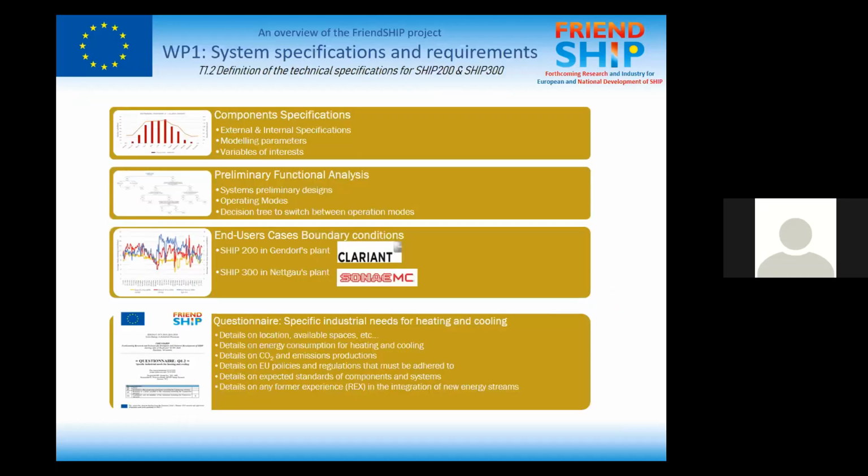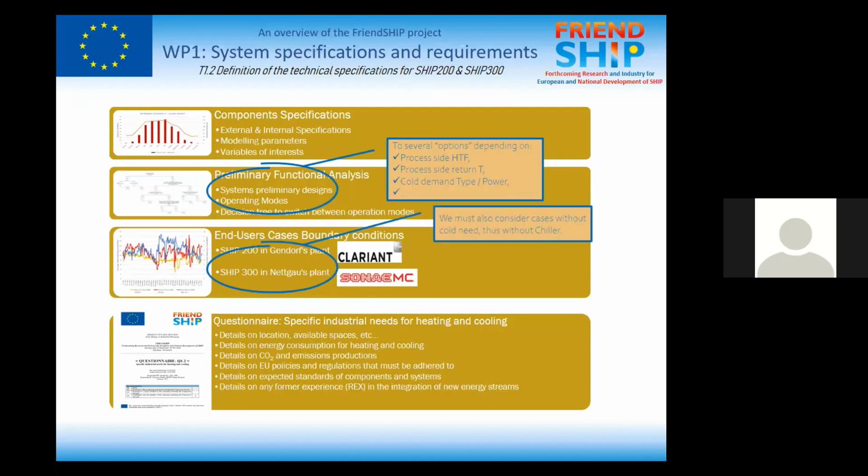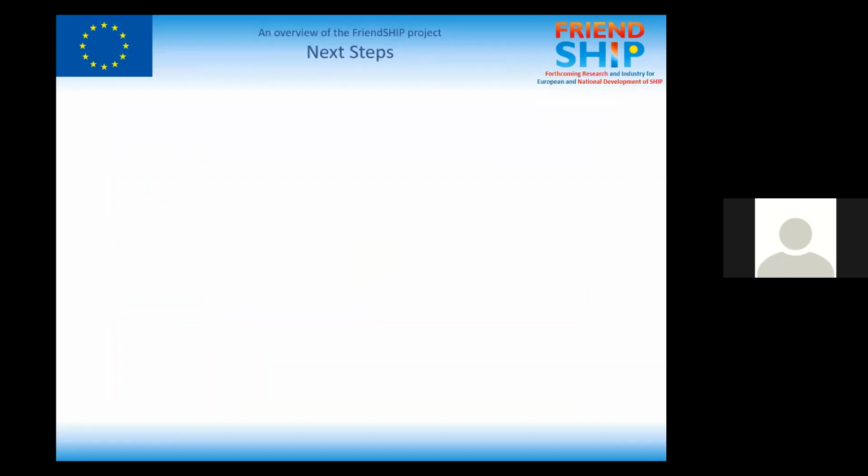We also closed our work on the definition of the technical specification for SHIP 200 and 300 systems. And I'm running late in time, so I will not say too much about this. But perhaps just a few comments on one of the outcomes of this work. We started to work on 2 systems, but in the end, systems are very related to the load profiles from the sites and their real needs. And so our 2 systems will have some options, and there will be the possibility for the system not to be full. Let's say, for example, if there is no need of cold, there is no need of chiller. So the option will be evaluated to have those components as an option.